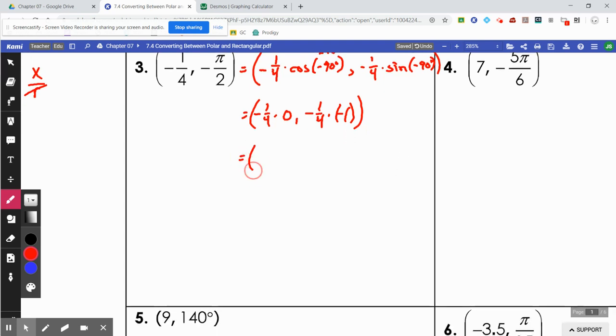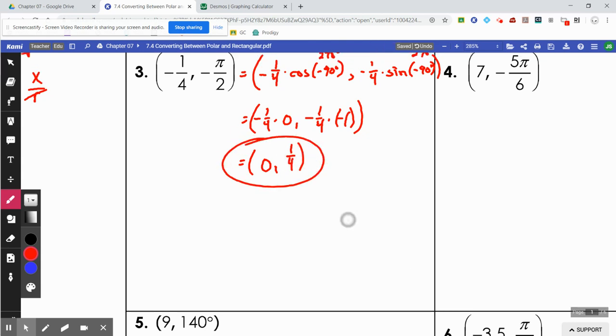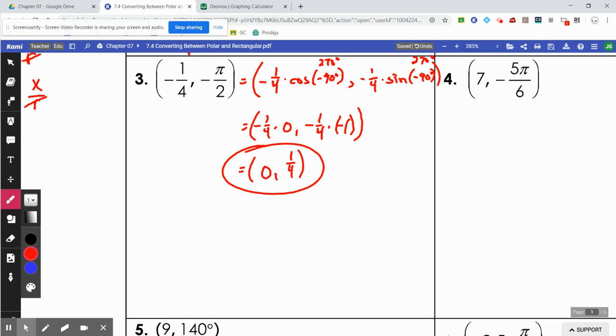So therefore, my point in rectangular coordinates, negative 1/4 times 0 is 0. Negative 1/4 times a negative 1 is a positive 1/4. So if we graph this correctly, it should be in the first quadrant. And that polar coordinate, if you go out negative 1/4, which means you have to go back, and then spin a negative 90 degrees, which means clockwise, you should end up somewhere in the first quadrant, actually not the first quadrant, excuse me. This is going to be on the y-axis at 0, 1/4. And that does make sense because of that 90 degrees, that would be a quadrantal angle.